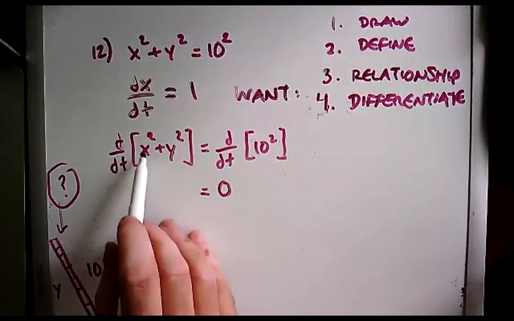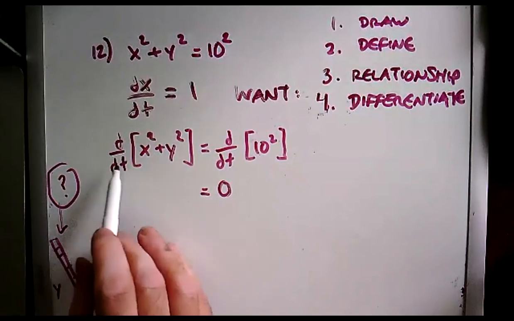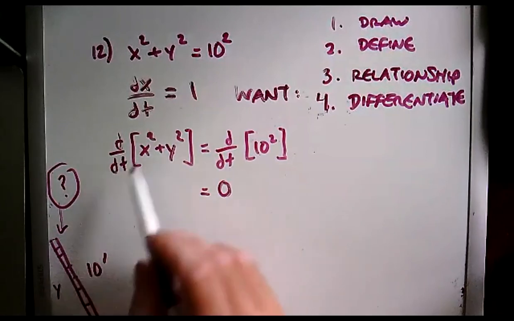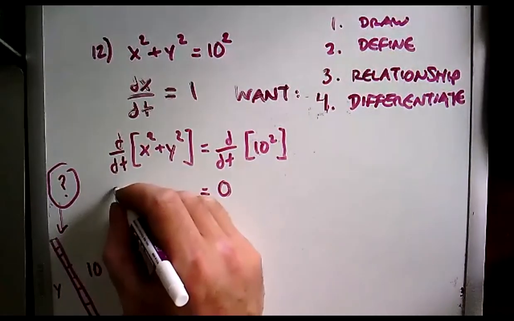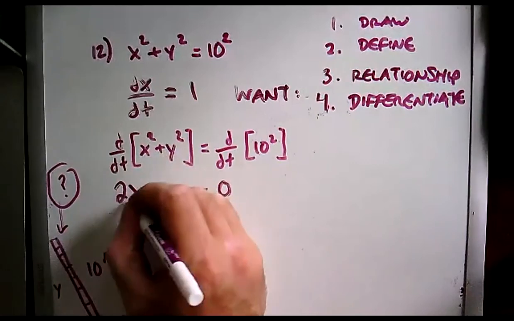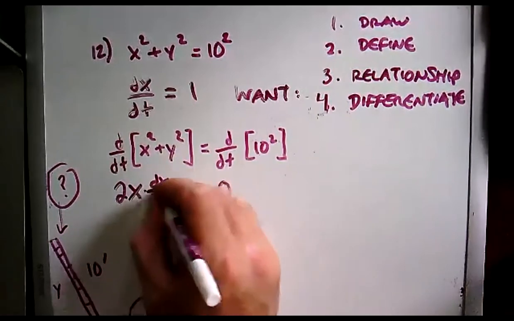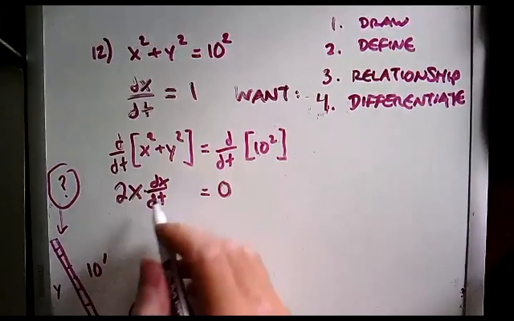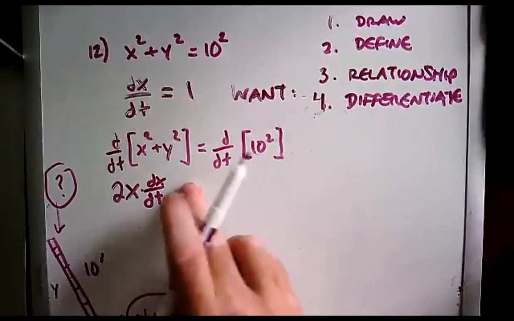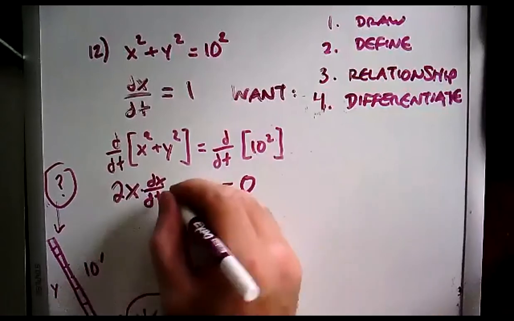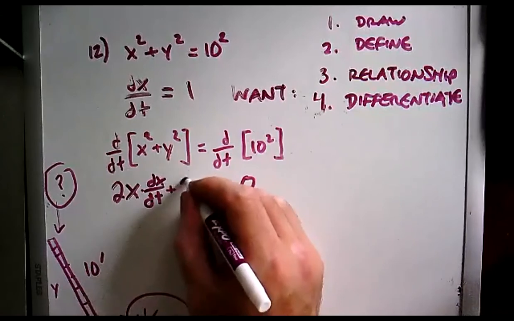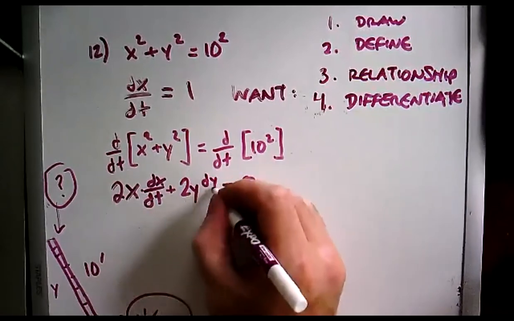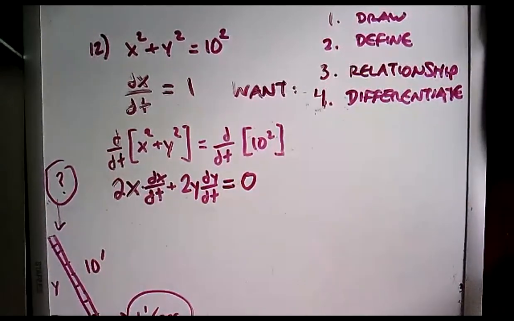Left-hand side, differentiating x squared with respect to t. Anytime there's a mismatch, we're going to assume that x is a function of t and use the chain rule. So our first derivative here will be 2 times x times dx/dt. That's the derivative of x squared with respect to time using implicit differentiation. Likewise, when we take the derivative of y squared with respect to time, we'll get 2 times y times dy/dt.